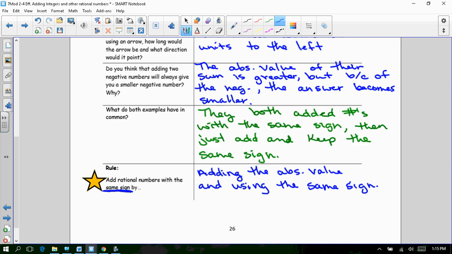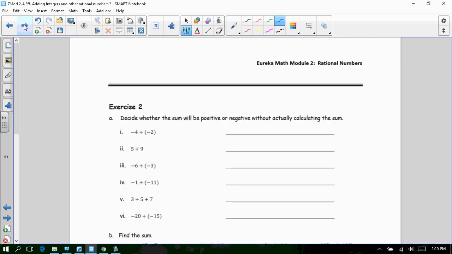Right? A positive plus a positive is going to be a positive. A negative plus a negative is going to be a negative. All right, let's give it a try. Let's put this into action here on the next page. All right, exercise 2, we're going to do a couple of these together. So decide whether the sum will be positive or negative without actually calculating.